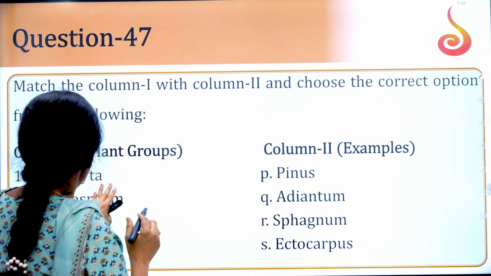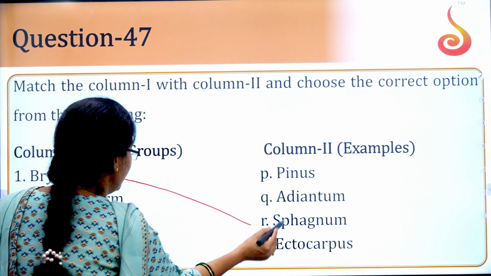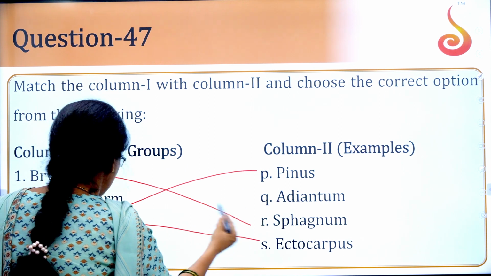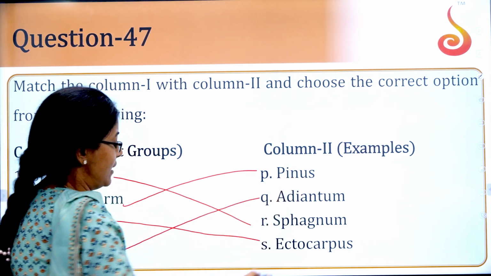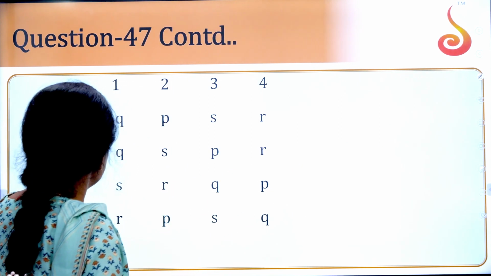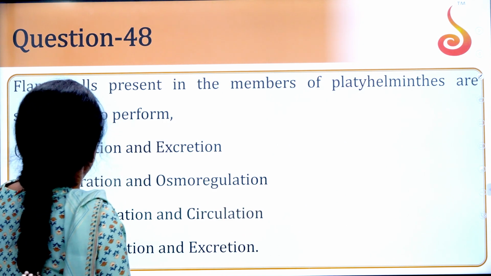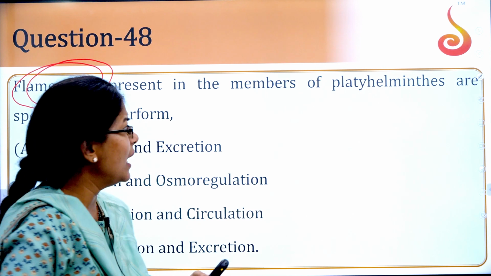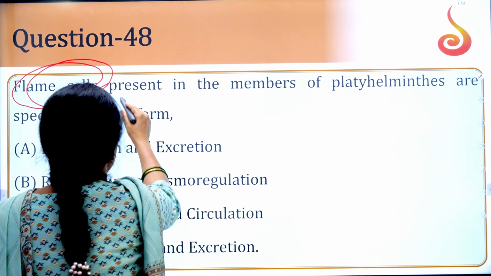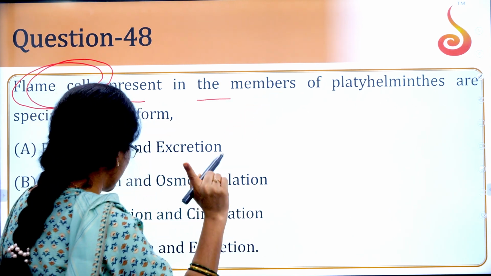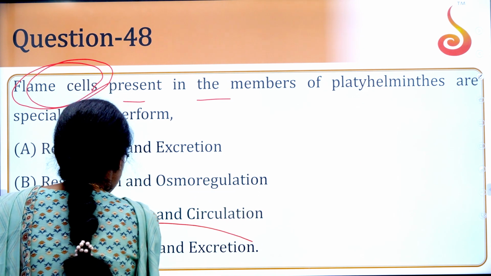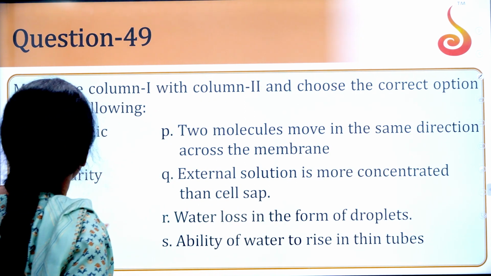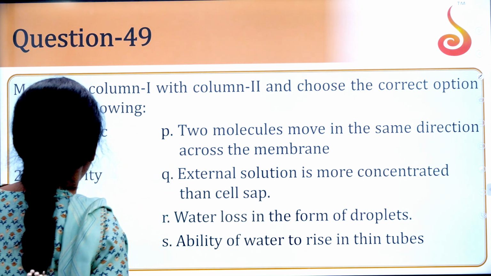Bryophyta, Sphagnum; Gymnosperm, Pinus; Algae, Ectocarpus; Pteridophyte, Adiantum. Then the options A, B, C or D. Flame cells. When you remember the word flame cells, the answer should be in your mind or at your fingertip. Flame cells in Platyhelminthes: excretion, osmoregulation, right?